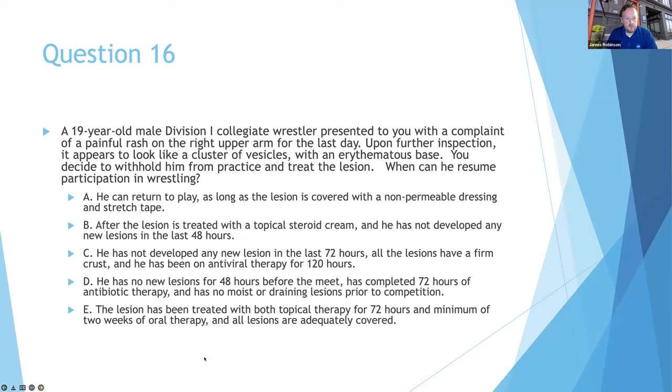Question 16, a 19-year-old division male collegiate wrestler presents with a complaint of a painful rash on the right upper arm for the last day. Upon further inspection, it looks like a cluster of vesicles with an erythematous base. You decide to withhold him from practice and treat the lesion. When can he resume participation in wrestling?